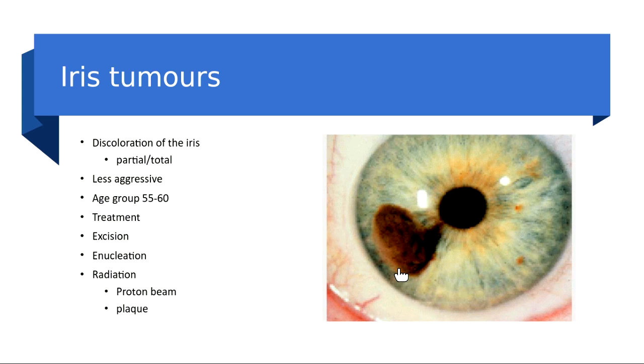It's a discoloration of the iris. It can either be partial or total. A lot of times we see this, and the usual approach with the nevus is that we watch it and observe, so we take measurements. If we see it getting larger... it's not very aggressive. Usually seen in an older age group. Treatment: excision, enucleation, radiation. We can either do a proton beam or a plaque to ensure that only the specific area is receiving it. All right.